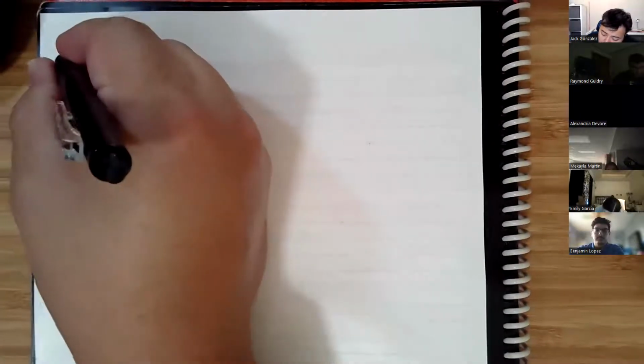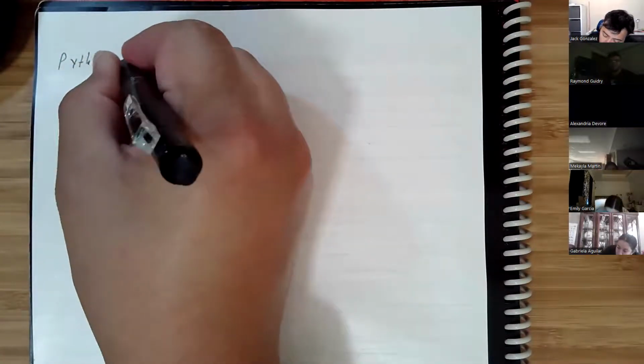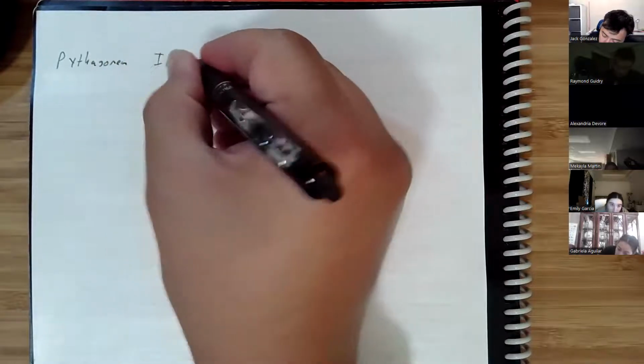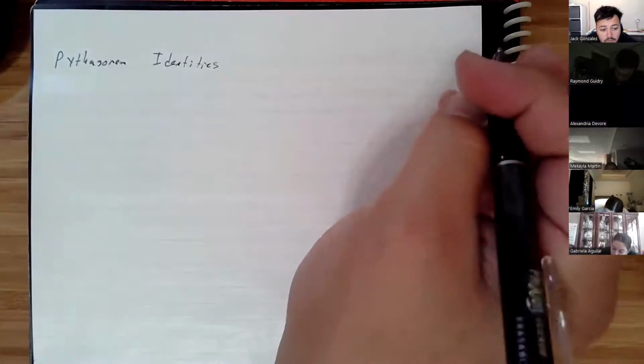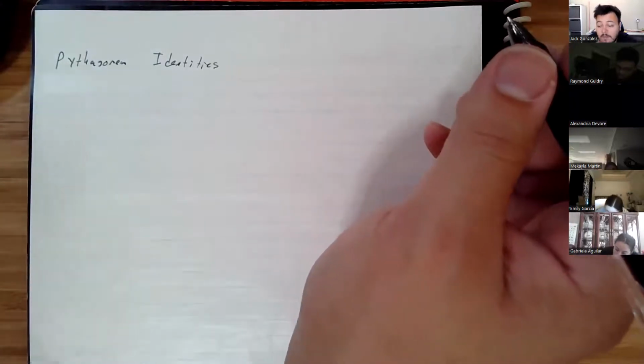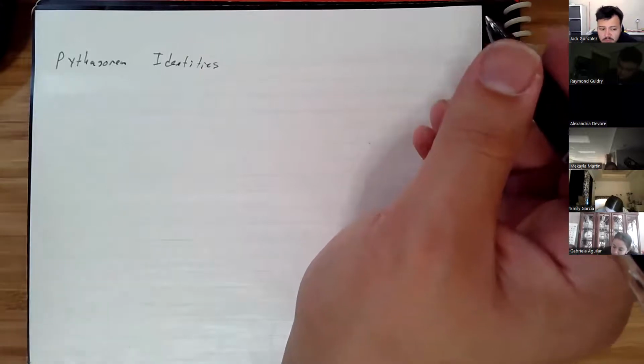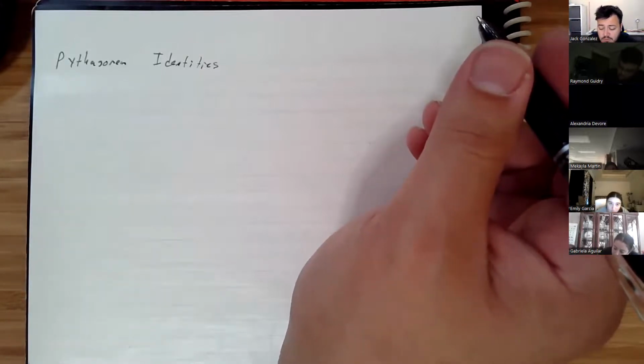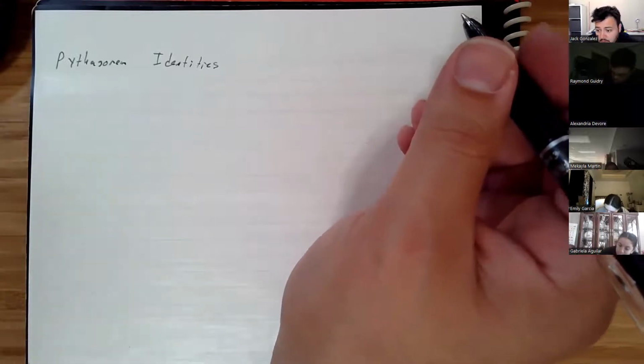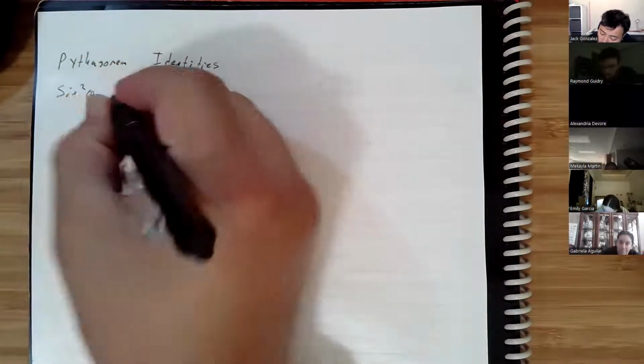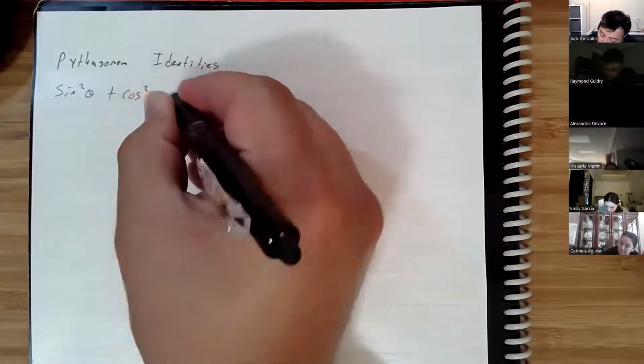These are the Pythagorean identities, I think one of the important ones. So there's 9 of them, but they all come from a single equation. So technically you can create them all yourself if you remember one of them. And that's this one right here. Sine squared theta plus cosine squared theta is equal to 1.